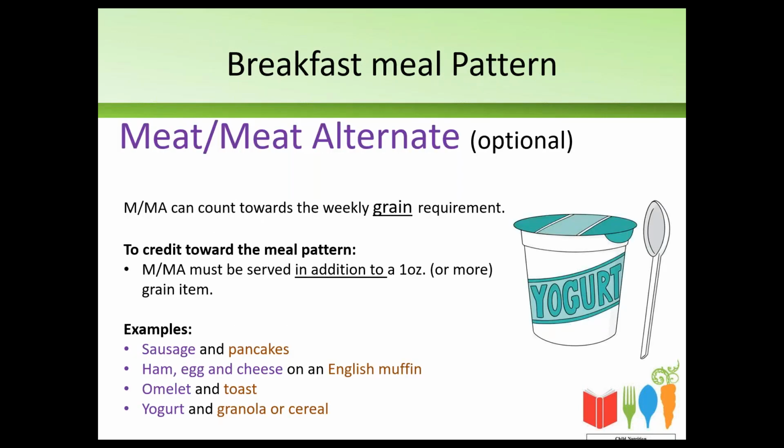Offering a meat or meat alternate is optional at breakfast. Meat alternates like yogurt or eggs can credit towards the grain component of breakfast if it is offered in addition to a 1 ounce grain item.